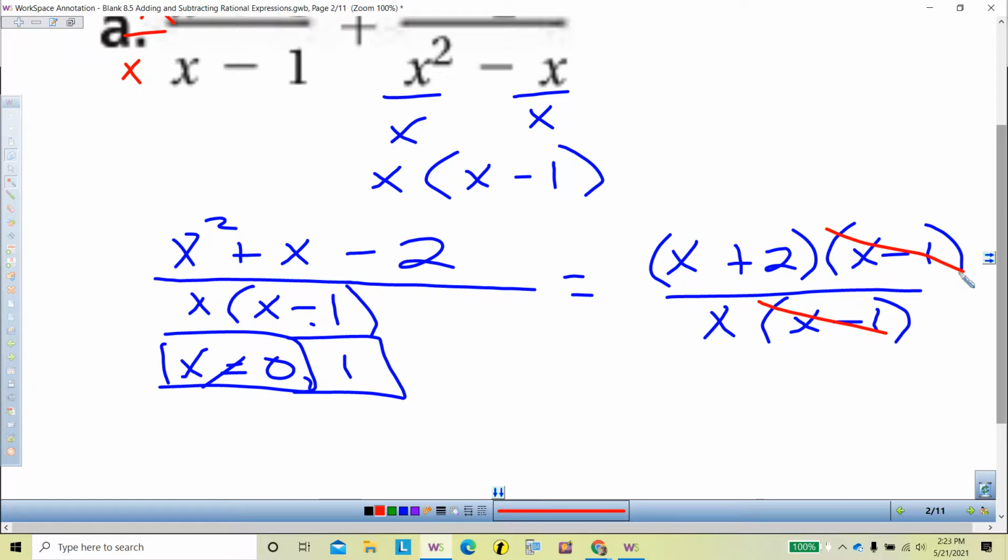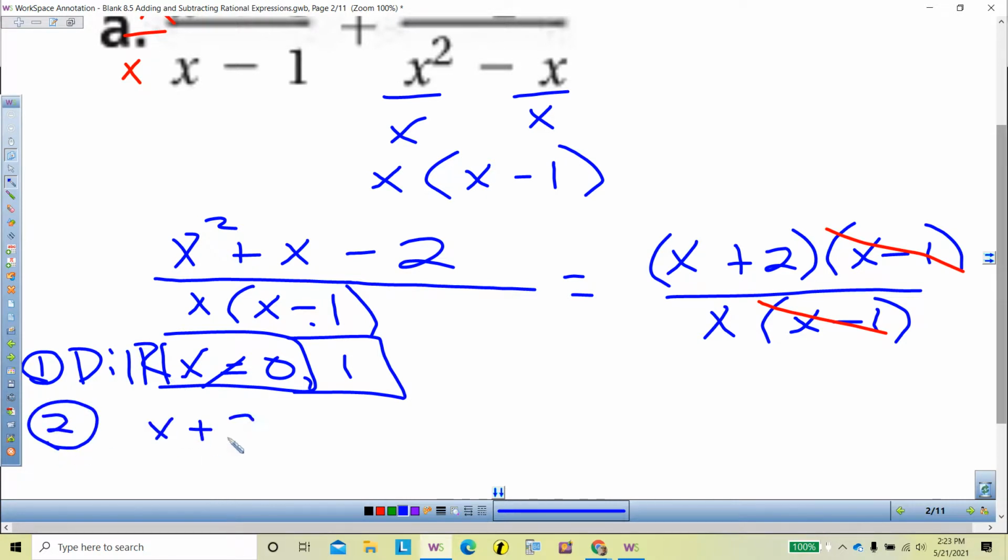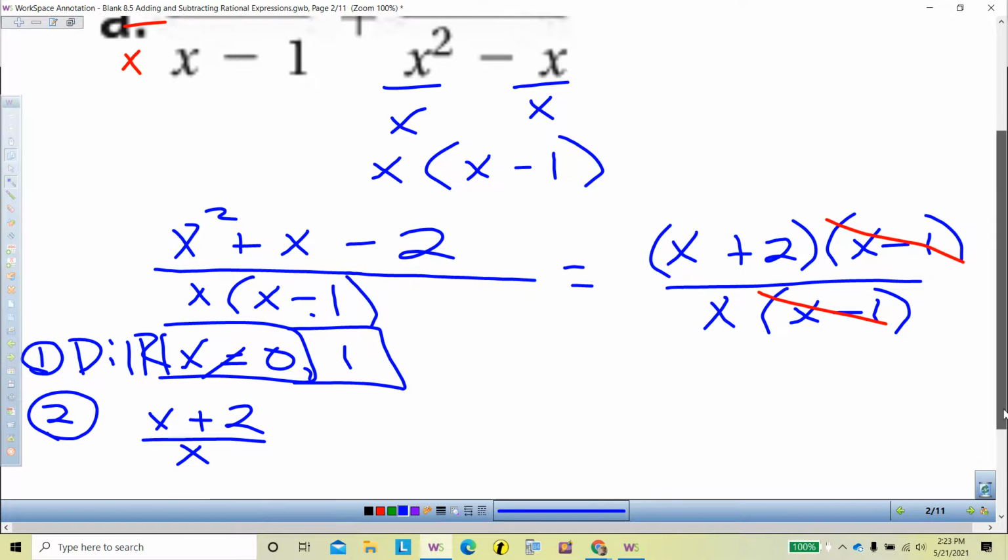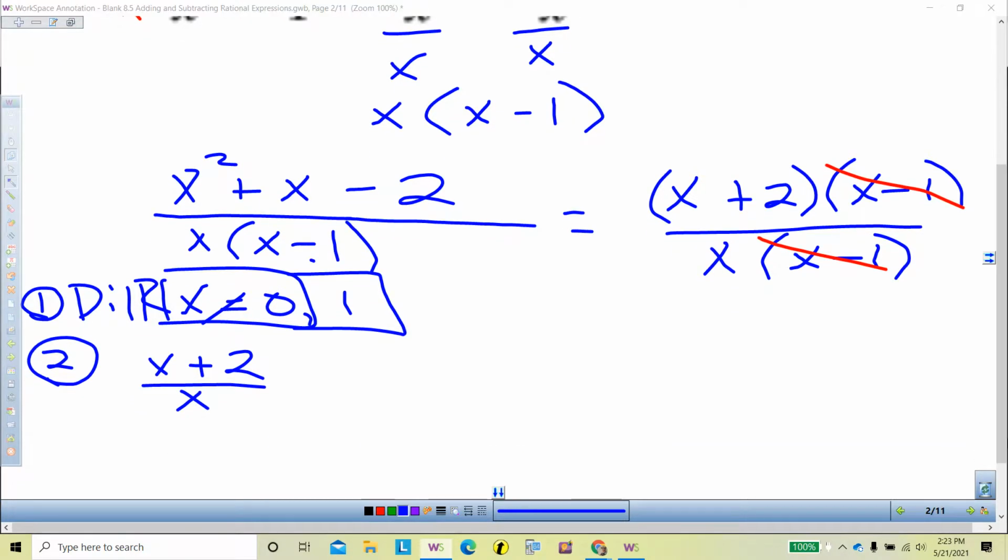So then, final answer, part 1 for domain: all reals, x is not equal to 0 and 1. Part 2, x plus 2 over x. So you can't cancel those two x's in what I just wrote because there's addition in the numerator. If it were x times x plus 2 in the numerator, then you could cancel the x. But it's addition, so you can't cancel anything.